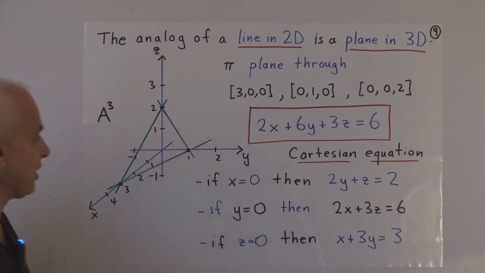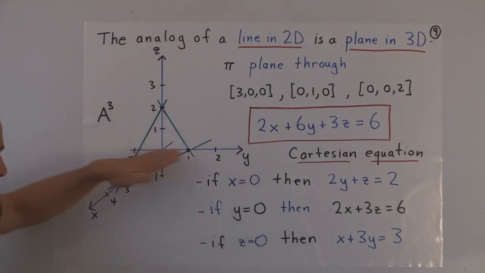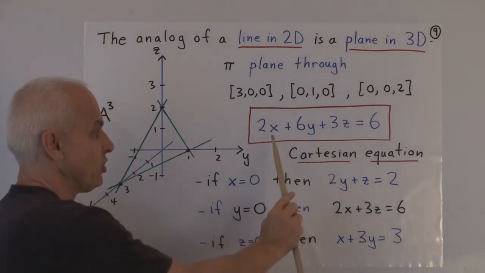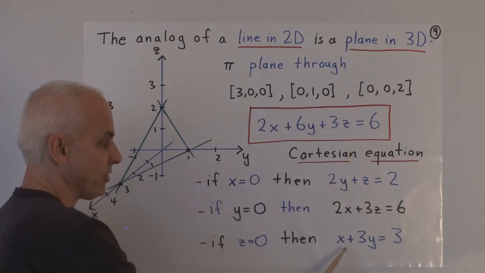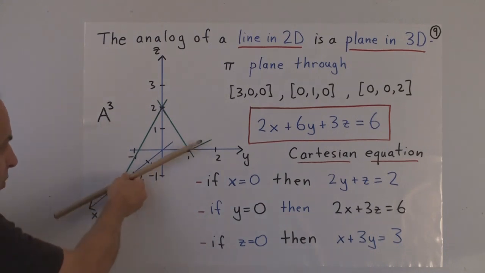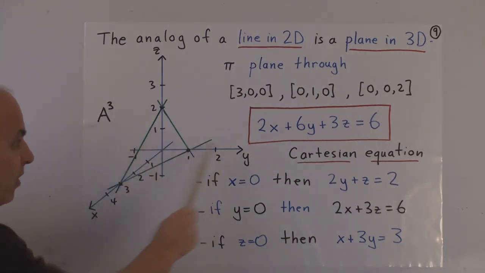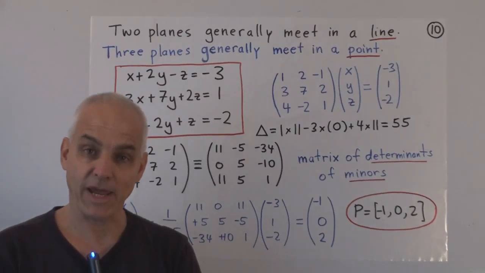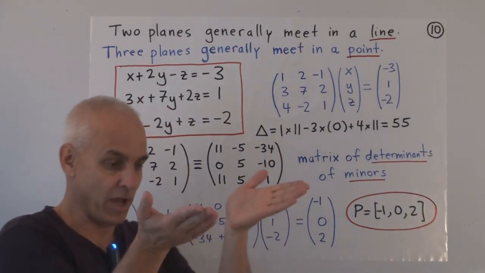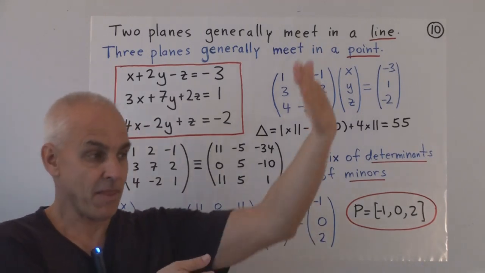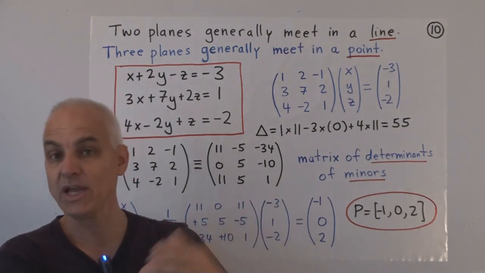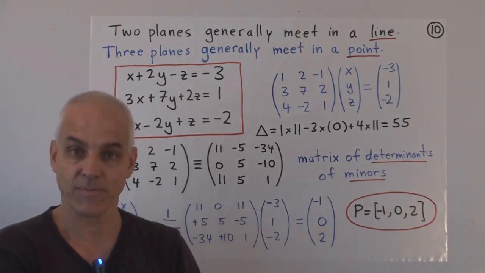And if we set z equal to 0, then we're talking about the horizontal plane, the xy plane. Set z equal to 0, then you get 2x plus 6y equals 6, or dividing by 2, x plus 3y equals 3. And that's the equation of that ordinary line there in the xy plane. Two planes generally meet in a line. If we have three planes, well, two of them meet in a line, and then the third plane meets that line in a point. So three planes generally meet in a single point.